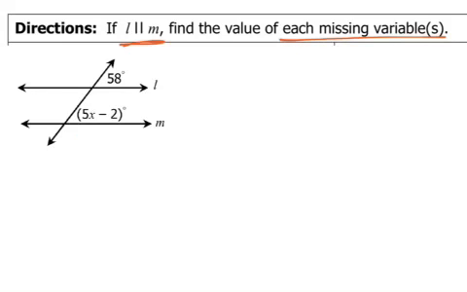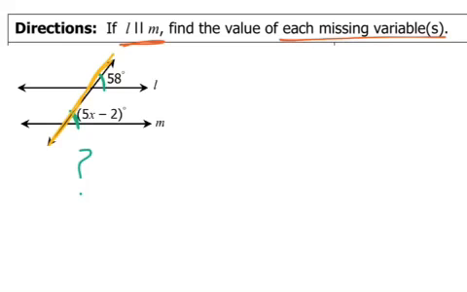So we need to ask ourselves, what's the information that they've given us, and what does that tell us about angle relationships? They've told us that this angle right here is 58, and this angle right here is 5x minus 2 degrees. So what is the relationship between this angle here, 58, and this angle here, 5x minus 2? And by that I mean, are they alternate interior, consecutive interior, corresponding? What are they? Well, let's look at the transversal.